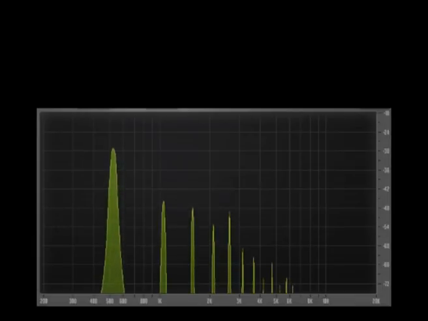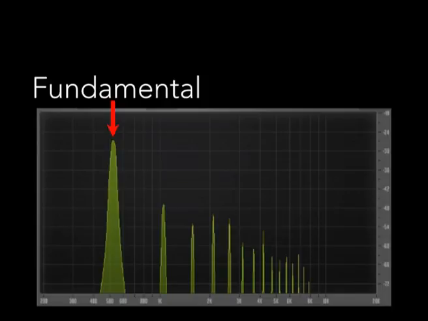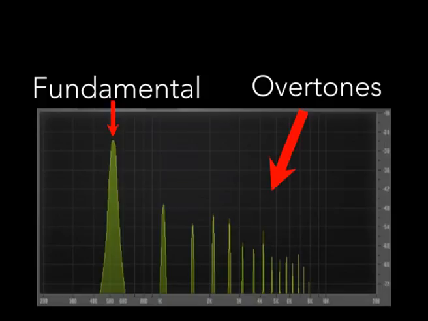Just to clarify the idea of overtones, here's a single note played by a clarinet. And here you can see all of the frequencies within that note. The lowest frequency is referred to as the fundamental, and then the higher frequencies are referred to as the overtones. And taken together, these are referred to as the spectrum, which is obviously where spectralism gets its name from.